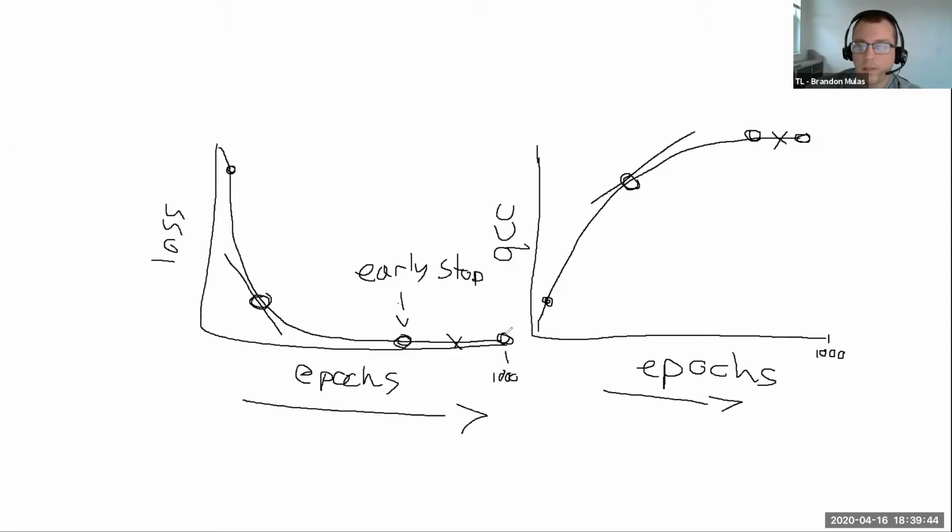Right? You can specify, okay, if we go 100, if we go 30 more epochs and the loss has not improved, right? Let's stop. Just quit.